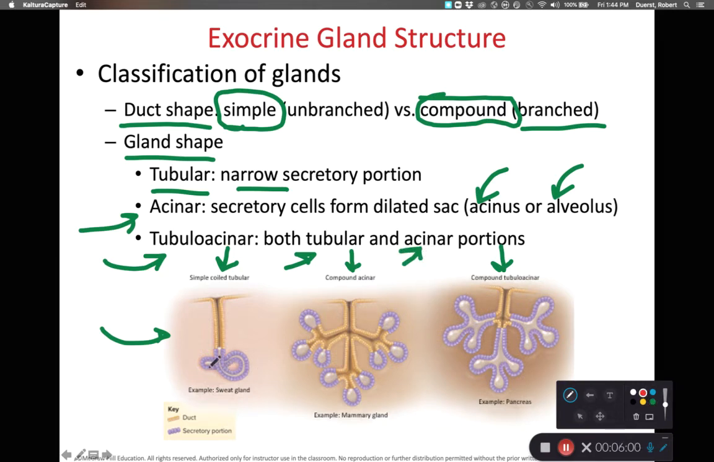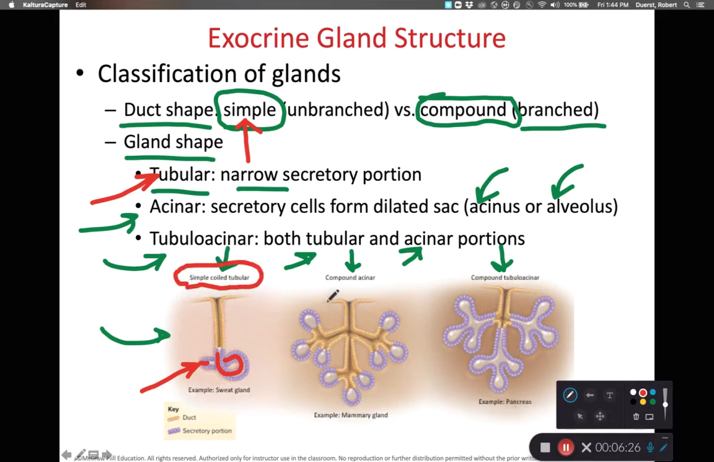So in red, over here, I'm drawing a red arrow next to the secretory portion of this tissue. That is a gland that has a long tube. So we would call this a tubular gland for the secretory name. And because there's no branching, we would use the phrase simple. So this is a simple coiled tubular gland.